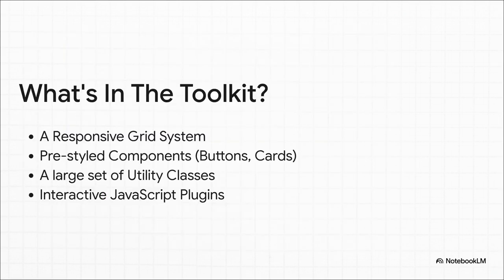Okay, so what's actually in this toolkit? Well, it breaks down into a few key things. It all starts with the responsive grid system. That's kind of the skeleton of your entire site. Then you start adding the flesh, which are the pre-styled components, like buttons or nav bars. For all the little tweaks, you use utility classes. And finally, you can add some life to it with interactive JavaScript plugins.